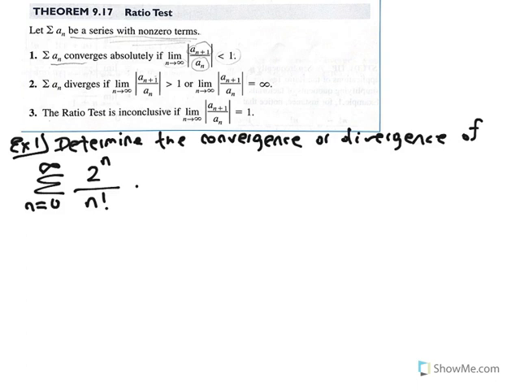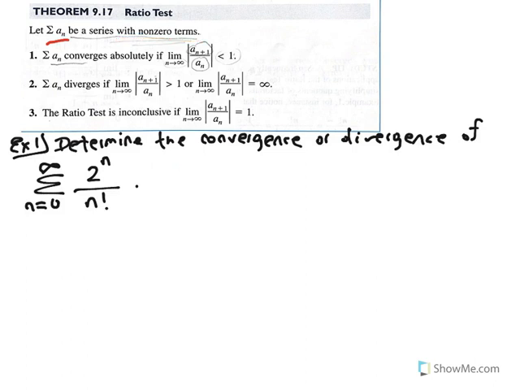So how do you use the ratio test? And first of all, can you use the ratio test? It's a very low bar. You just have to have a series with non-zero terms. And this is a series with non-zero terms. So we can use the ratio test.